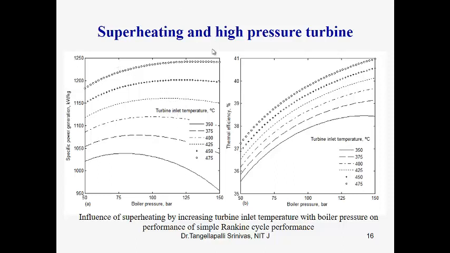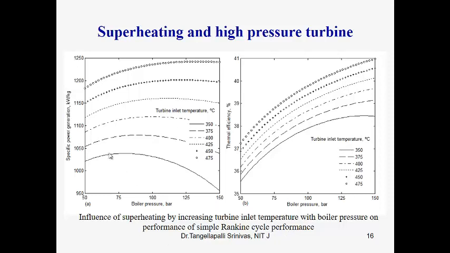This analysis shows the influence of superheating and high pressure turbine. There are two variables here. One is the boiler pressure, which is changed, and the turbine inlet temperature is also changed. Increase in turbine inlet temperature means increase in the superheating. The first diagram focuses on specific output, kilowatts per kg of working fluid, and the second drawing shows the thermal efficiency of the Rankine cycle. This is the influence of superheating, by increasing the turbine inlet temperature, with boiler pressure on the performance of a simple Rankine cycle.